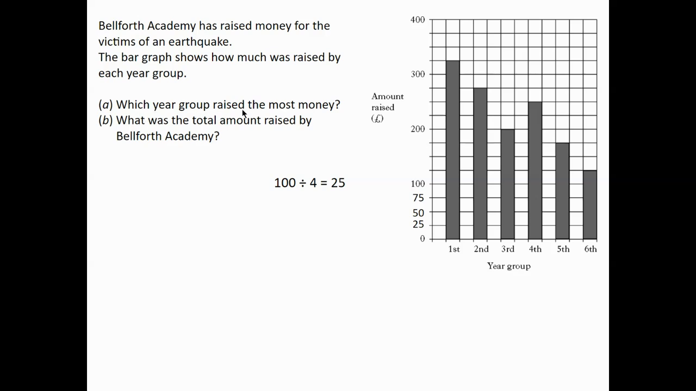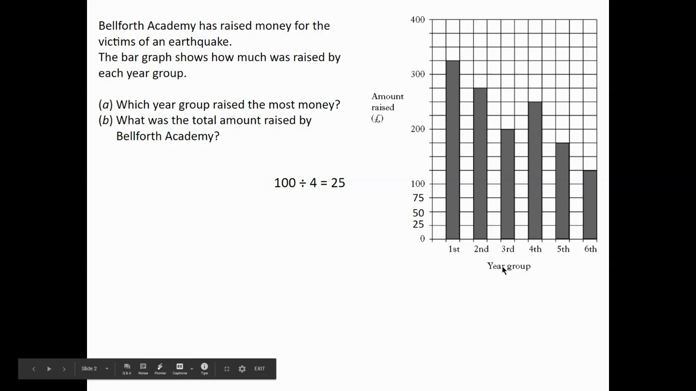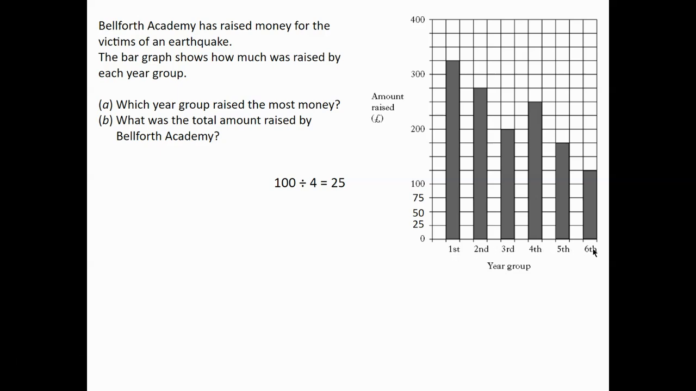Which year group raised the most money? That means you're looking for the highest column. It's not asking how much it raised, just which year group. So our answer is going to be first, second, third, fourth, fifth, or sixth. And so we're looking at the highest column, which is this one here. So that means that our answer to the first question is first year.